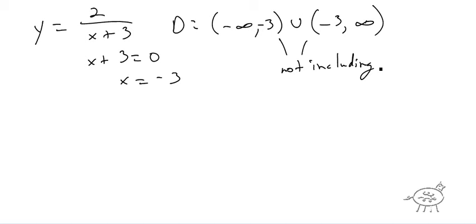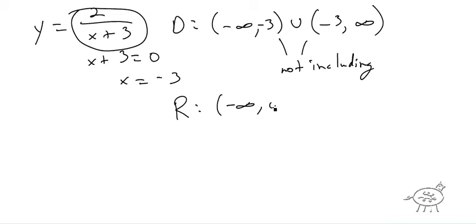Okay? So that's the domain. What about the range? What can the range be? Well, again, kind of think about it. What can that denominator not be? It can't be 0, right? So this can't be 0 either. So basically you're saying it's between negative infinity and 0, union 0 and infinity. It just can't be 0. That whole function can't be 0.